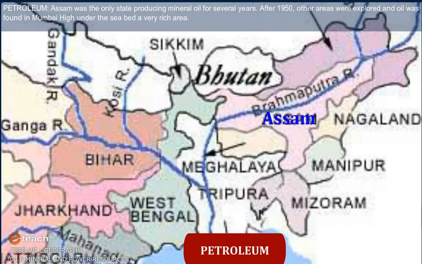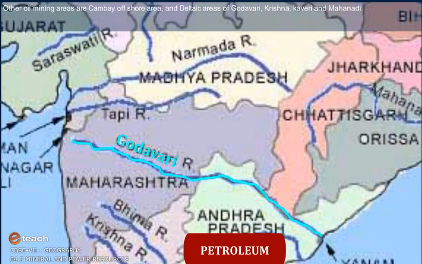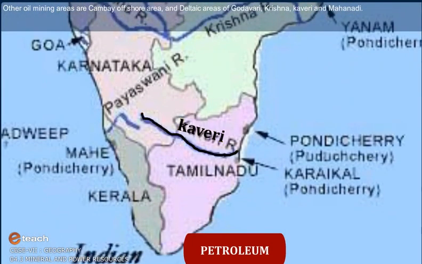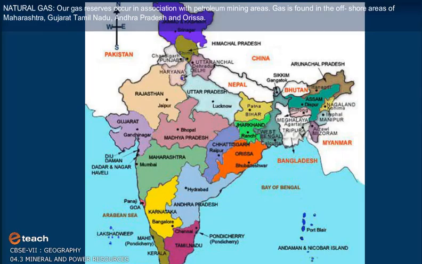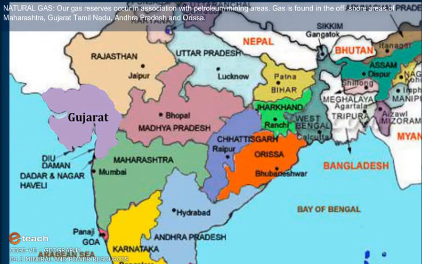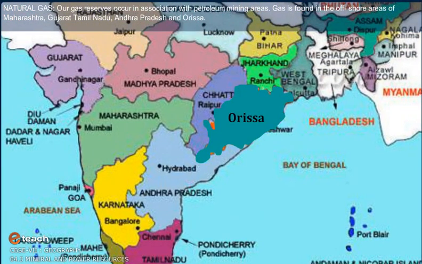Petroleum. Assam was the only state producing mineral oil for several years. After 1950, other areas were explored and oil was found in Mumbai High under the seabed, a very rich area. Other oil mining areas are Cambay offshore area and deltaic areas of Godavari, Krishna, Kaveri and Mahanadi. Natural gas. Our gas reserves occur in association with petroleum mining areas. Gas is found in the offshore areas of Maharashtra, Gujarat, Tamil Nadu, Andhra Pradesh and Orissa.